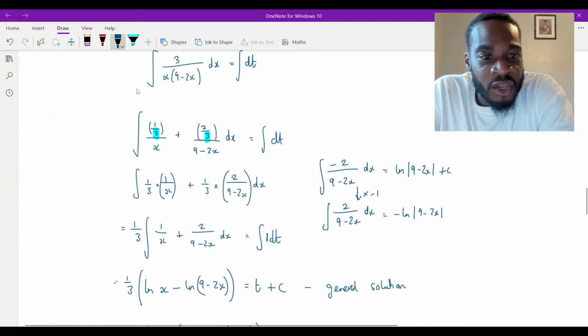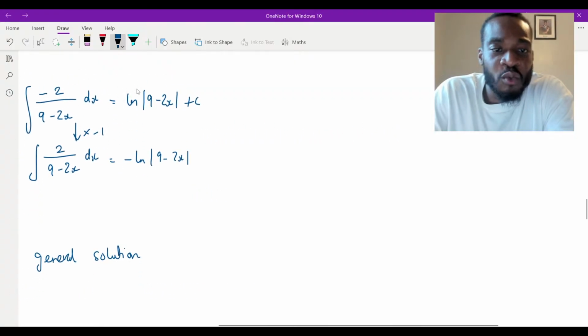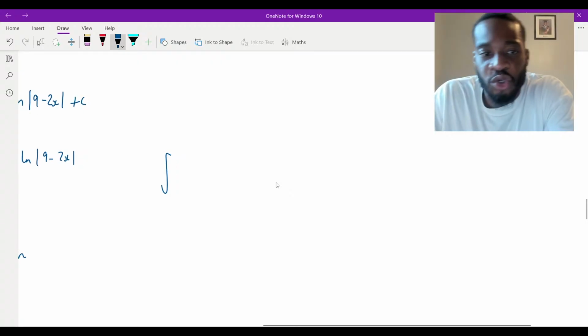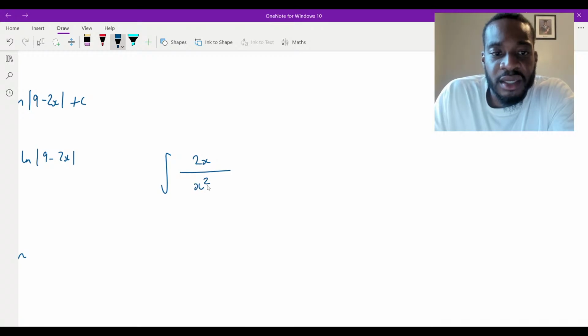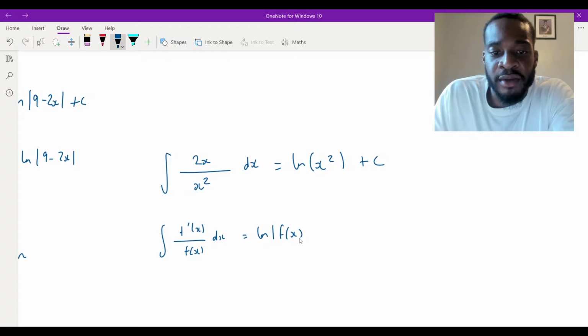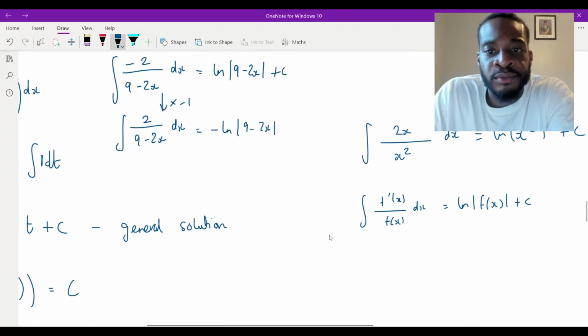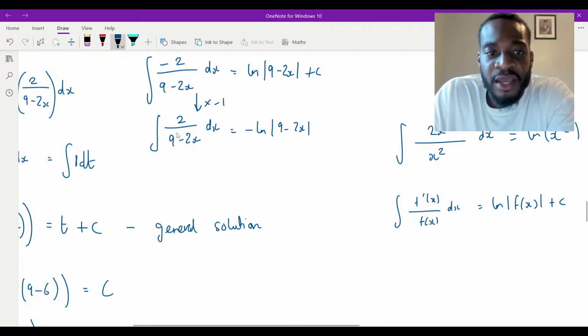Yeah, it was here. Whenever you're asked to integrate a fraction, you should always inspect the numerator. For example, let's say I had 2x over x squared dx. Because when you differentiate the denominator you get the numerator, you're just going to do ln of x squared. It's a rule in the book: if you've got the integral of f dash of x over f of x dx, then the answer is ln of f of x, plus c.